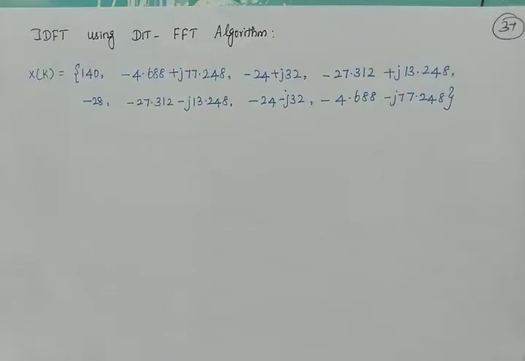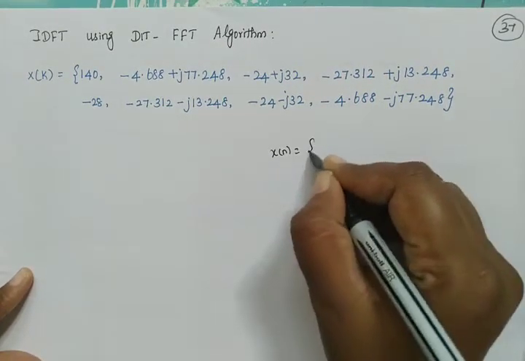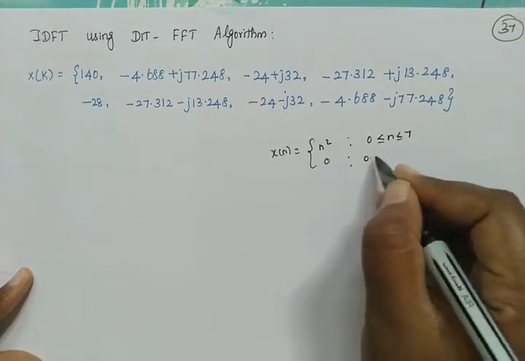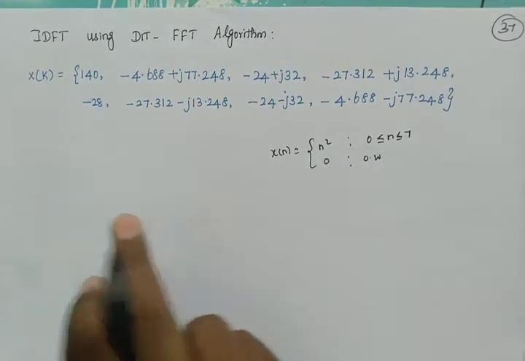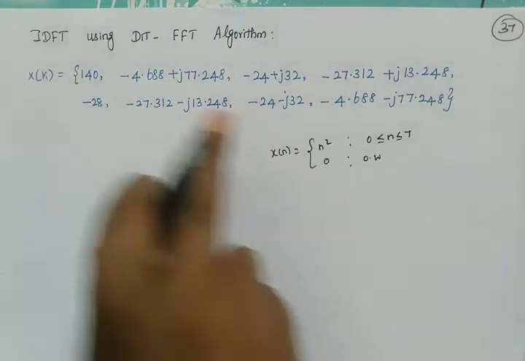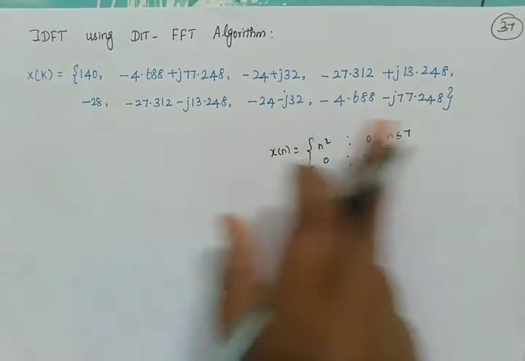Today we will see one more problem in the inverse discrete Fourier transform using the DIT FFT algorithm. Previously we have seen 1 1 1 0 1 0 0. Today I guess you will remember we have solved the problem x of n is equal to n square for 0 less than or equal to n less than or equal to 7, 0 otherwise. Actually this is the answer for that question. We have solved this for DIT, and here we have IDFT. This answer is given here, 140 minus 4.688 and so on. This is the answer for this problem.